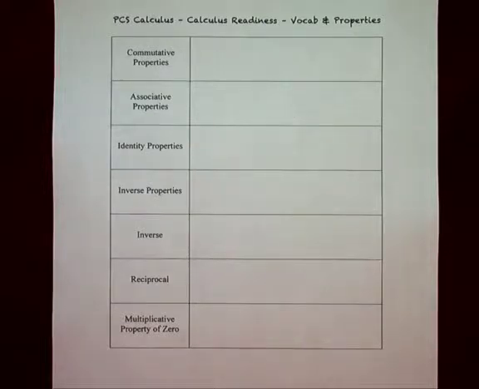Now notice that the distributive property is not on here. I expect that you already know that one, because it winds up being mentioned a whole lot more than all of the others. Notice that the transitive property is also not on here, largely because it's more of a logical one, and it just doesn't really come up in conversation.